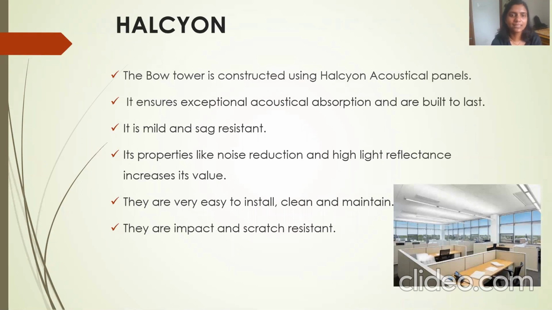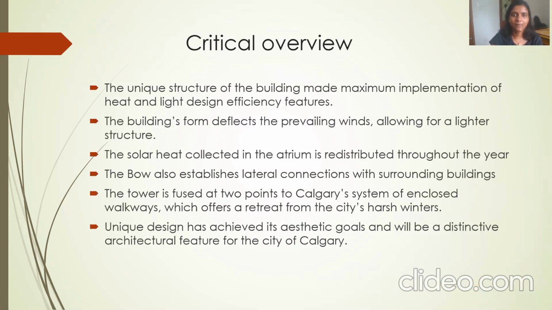Next material used is Halcyon. The Bow Tower is constructed using Halcyon acoustic panels. It ensures exceptional acoustic absorption and is built to last. It is mold and sag resistant, and its properties like noise reduction and high light reflectance increase its value. They are very easy to install, clean, and maintain, and they are impact and scratch resistant.